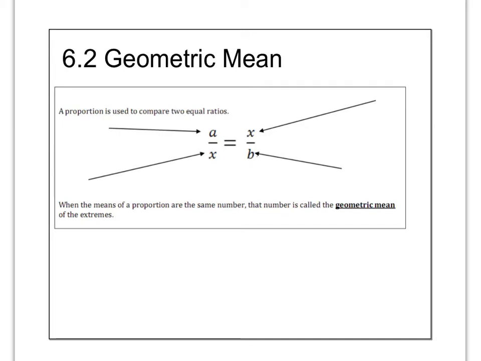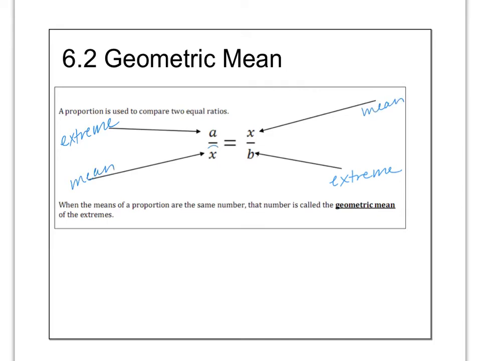It's called Geometric Mean. And remember when you have proportions, you have a fraction equals a fraction? Well, in those proportions, there's means and extremes. The A and the B are the extremes. So let's write that in. This is an extreme, and this is an extreme. And the x in this case is a mean. So we have means and extremes.